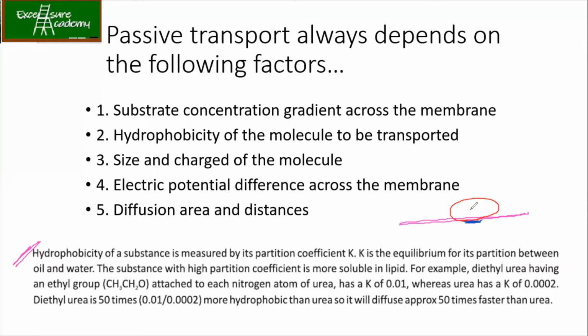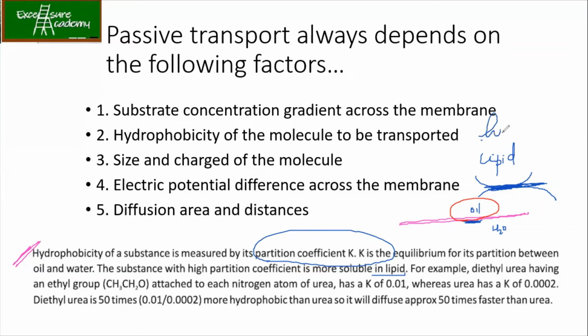Okay. See, since it's oil and this is water, it is not going to mix. They are immiscible, right? So they have got the partition where this is a layer of your oil and this is a layer of the water. So this thing is known as the partition. So here the K is the equilibrium for its partition between the oil and water. So partition coefficient K. Okay. The substance with high partition coefficient is more soluble in lipid. यानी कि क्या? पार्टीशन कोएफिशिएंट जितना ज्यादा होगा, ये द डिस्टेंस जितना ज्यादा होगा, it means it is highly lipid and highly hydrophobic in nature. ठीक है? So it will be more soluble in lipid.